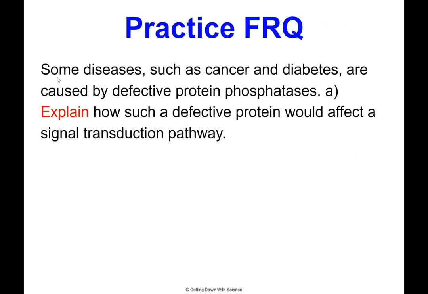So here's a little practice free response for you. Some diseases, such as cancer and diabetes, are caused by defective protein phosphatase. A, explain how such a defective protein would affect a signal transduction pathway.